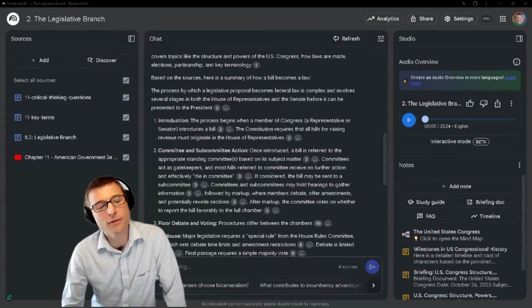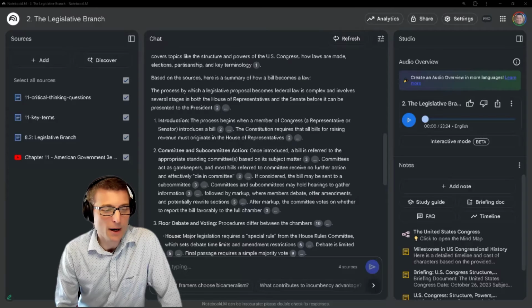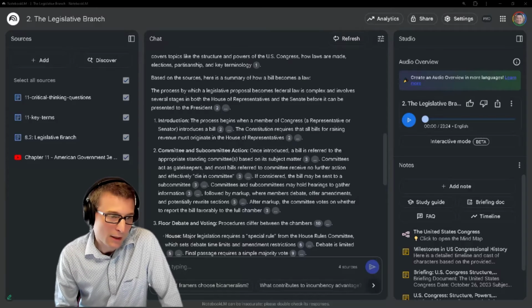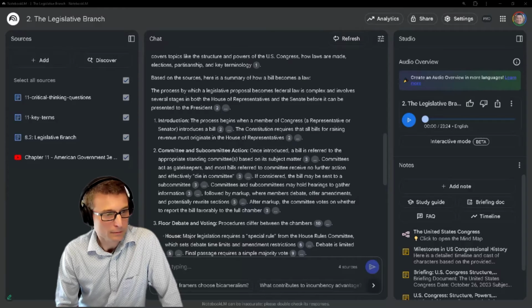If reported out of committee, the bill goes to the floor of the House or the Senate for debate, amendment, and vote. In the House, the debate is typically limited by rules set by the Rules Committee, whereas in the Senate, debate can be unlimited, allowing for filibusters unless cloture, or 60 votes, is invoked.